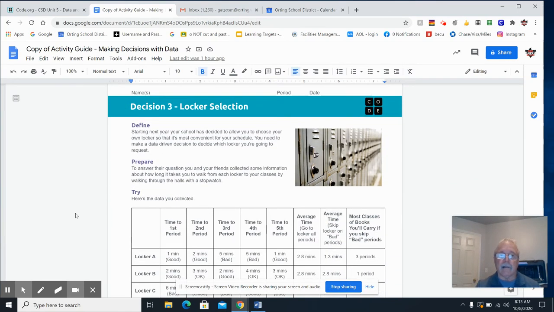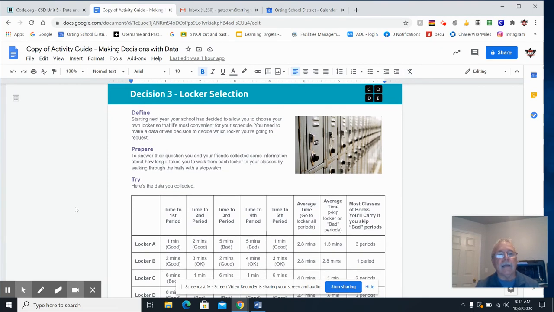Locker selection. Locker selection is a little tougher. We're starting next year. The school has decided to allow you to choose your own locker so that it's most convenient for your schedule. You need to make data-driven decisions to decide which locker you're going to request. To answer that question, you and your friends collected some information about how long it takes to walk from each locker to your classes by walking through the hallways with a stopwatch.